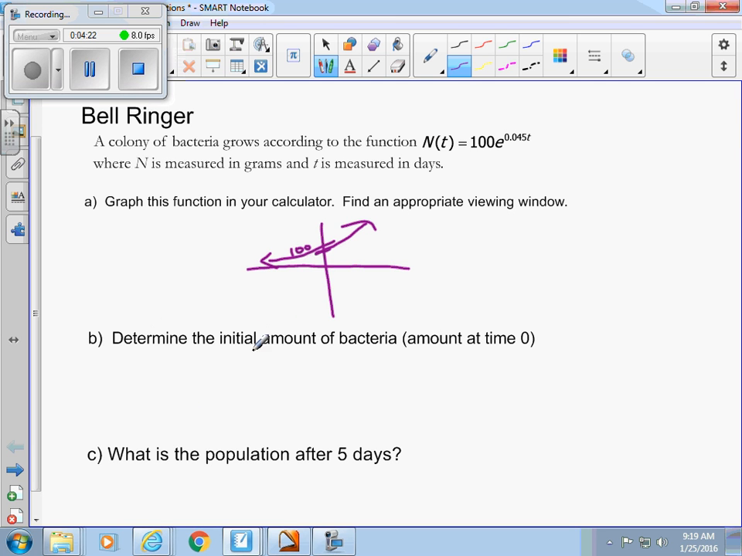I think you already answered part B, but let's try again. Determine the initial amount of bacteria, or the amount of bacteria at time 0. 100. How do you know? Look at your table. You can put 0 in your table. Bailey said, hey, that vertical stretch made my y-intercept 100. You've got a couple of ways you could see that, but there are 100 bacteria at the beginning.